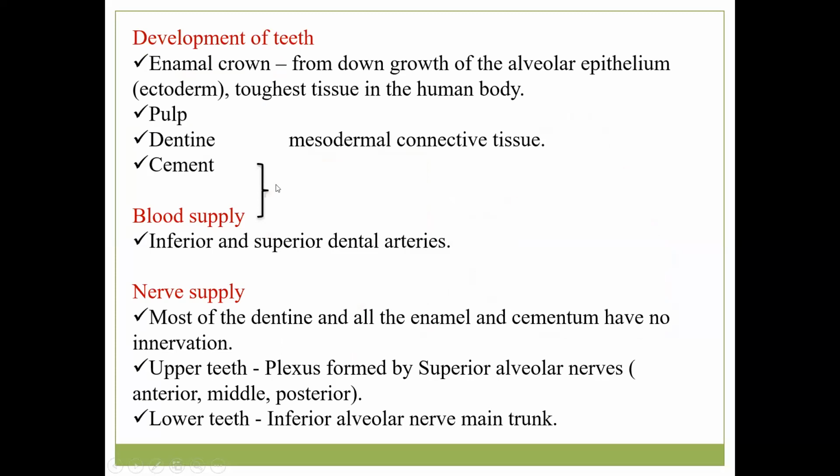Then you have to know something about development of the teeth. So this enamel crown is developed from the alveolar epithelium, ectoderm, and the pulp, dentine, and cement is developed from the mesodermal connective tissue. Blood supply to the tooth comes from the inferior and superior dental arteries.